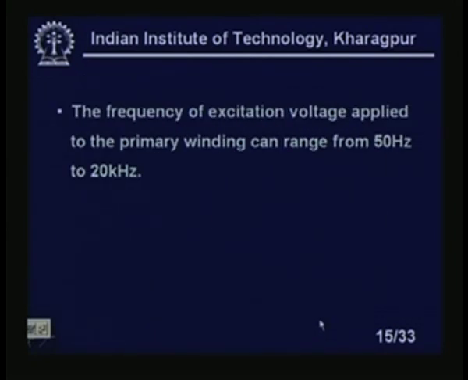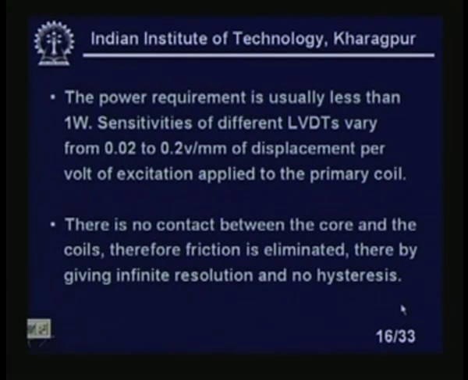The frequency of excitation voltage applied to the primary winding can range from 50 hertz to 20 kilohertz. The power requirement is usually less than 1 watt, and the sensitivities of different LVDTs vary from 0.02 to 0.2 volt per millimeter of displacement per volt of excitation applied to the primary coil, right. This is typical sensitivity, it is a very sensitive device.